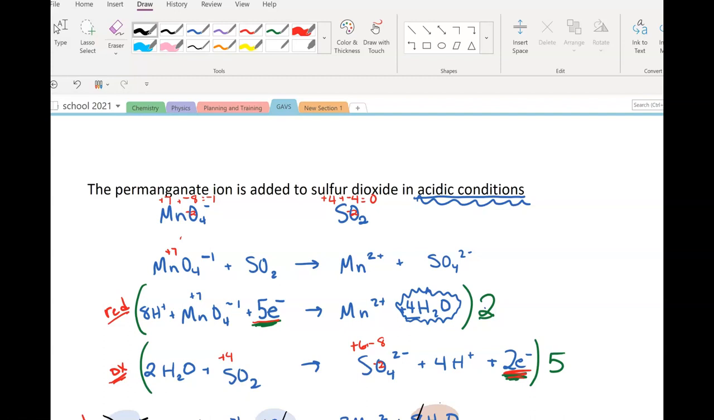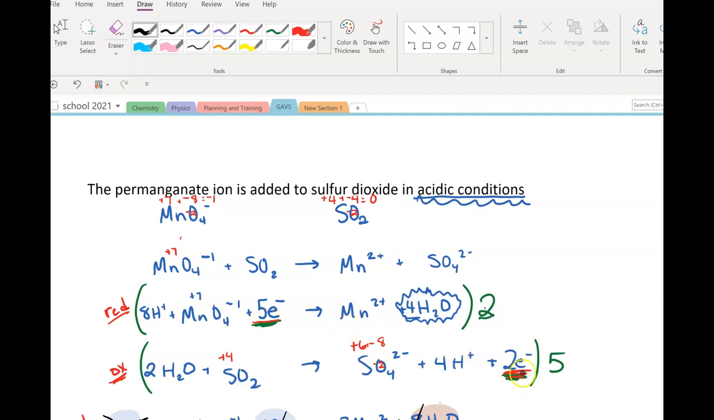For my oxidation, my oxygen was a -2 in sulfur dioxide, and in the sulfate ion, oxygen's a -2. There are 4 of them for an overall -8 charge. The charge on the sulfate ion is -2, so that must mean sulfur has become +6. It was +4, now it's +6. It must do that by freeing up 2 electrons. I needed 5 electrons to run my reduction, and they come from my oxidation.